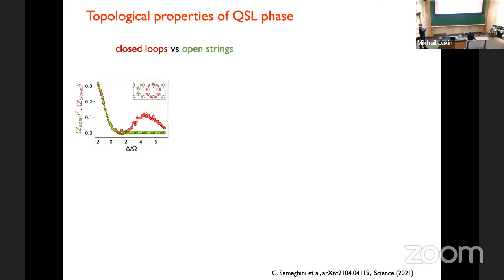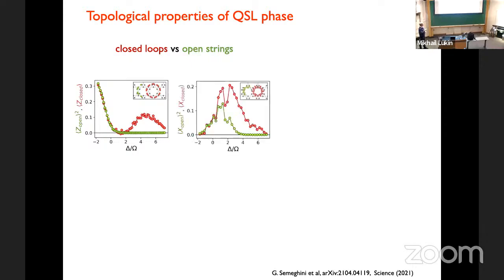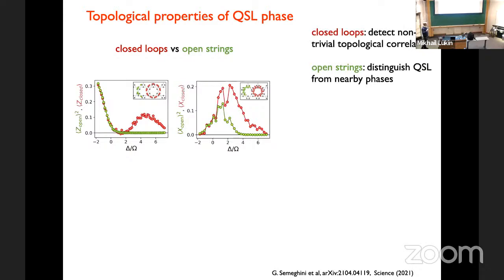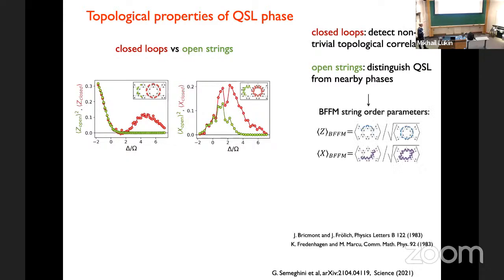Here for open loops, basically the signal is exactly zero, and the closed strings have a finite signal. Likewise for X strings, there is a parameter domain where these closed loops have a finite signal, and open loops just have zero signal. And so basically you can formalize all of these considerations. You can formulate it in terms of these FM or BFFM string order parameters, which people have developed as a really formal tool.